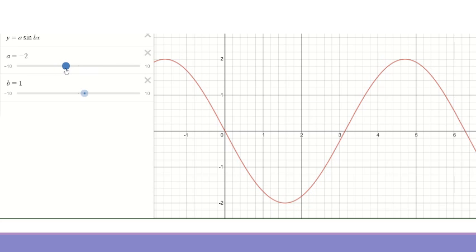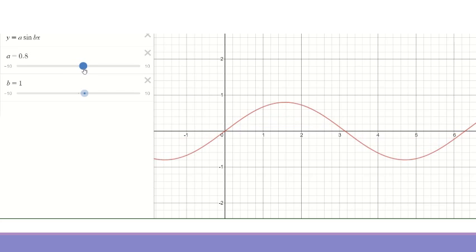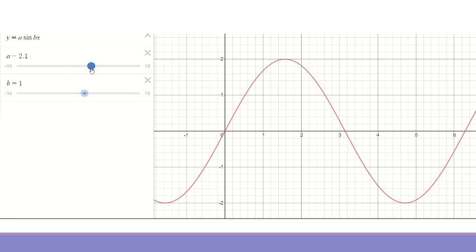You can see that sine is now going down. If I have it here at -2, the amplitude is 2. When I bring it up here to +2, the amplitude is also 2. So the absolute value of A happens to be your amplitude.